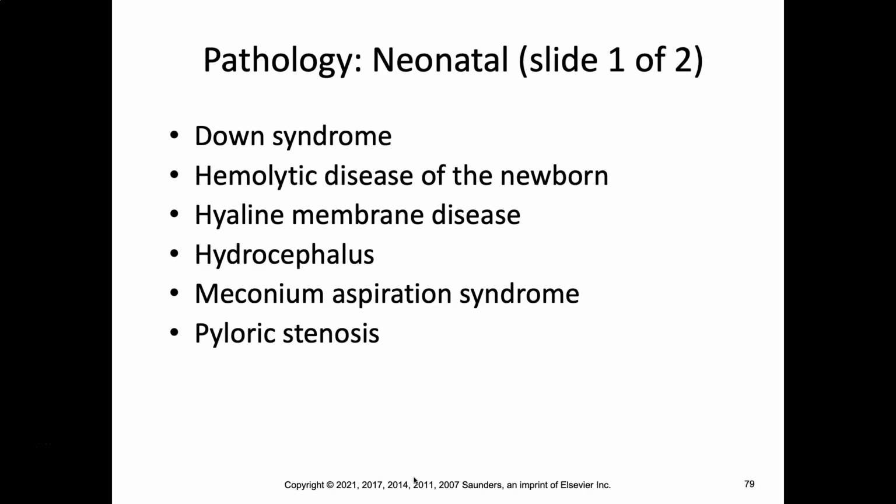Some babies, especially those that are born after 40 weeks, are more at risk for meconium aspiration syndrome. That's where they've unfortunately had a bowel movement, and the bowel movement has gotten into the amniotic fluid, and the baby has breathed that in, and it's gotten into their lungs. They've aspirated it. Very serious condition. Pyloric stenosis. These are all things that can happen to the baby before they're born.